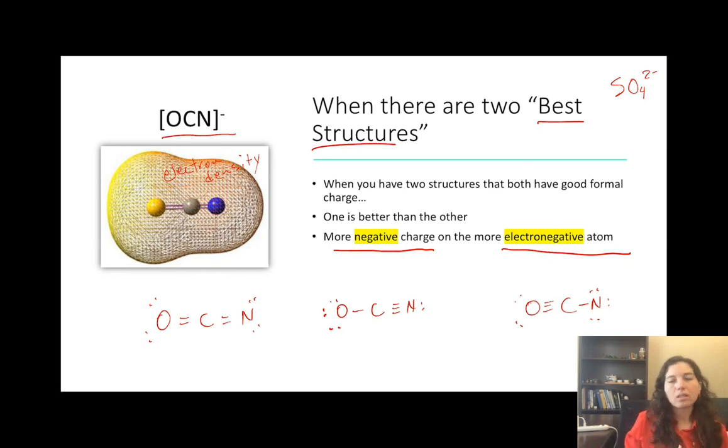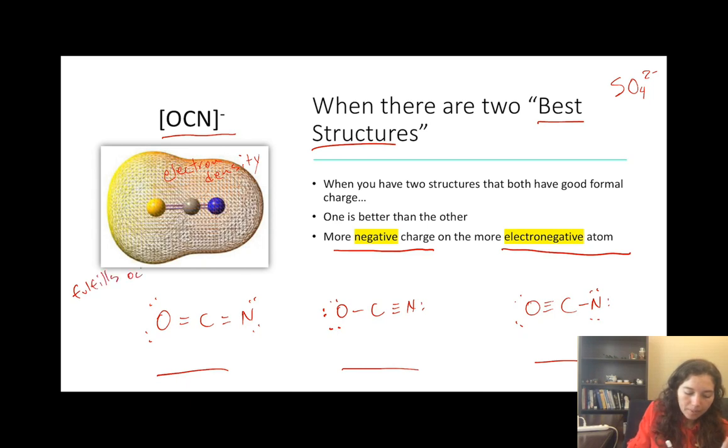Let's take a look at all of the correct iterations of this molecule. So I've drawn all of these here for you. You can see each structure of OCN. Every single one of these fulfills the octet rule, and it also has the correct total electrons. So the only way we can distinguish which structure is best is by using formal charges. So we're going to do that.